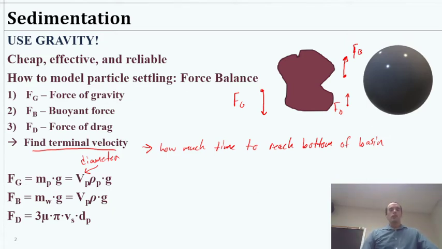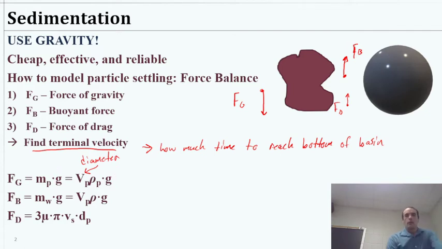So those are kind of the innate properties of the particles. We can get some estimations here more easily than the mass, so we use that volume times density gives us mass times the acceleration due to gravity.